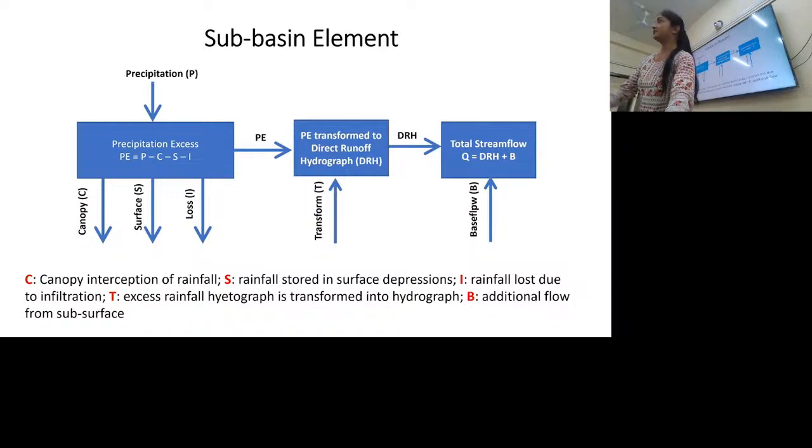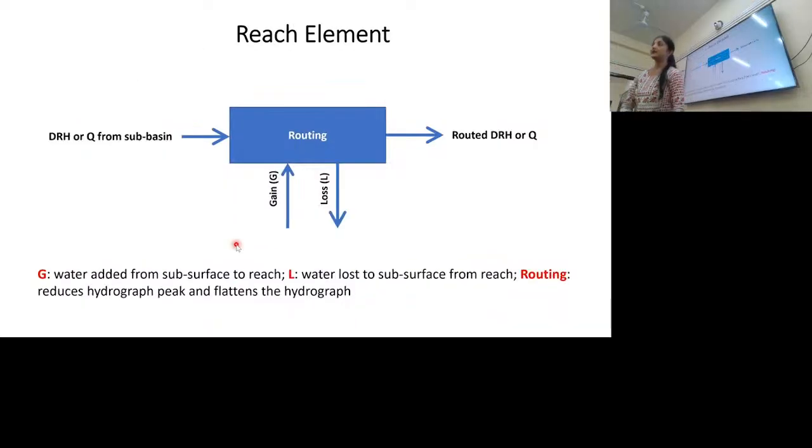After creating the direct runoff hydrograph for each sub-basin, it will be routed through the reaches to the outlet to get the final output. So in routing, we have the DRH, or Q, from each sub-basin. DRH means the direct runoff hydrograph. Some routing operation will be there, and then we will get the final discharge. In the routing, gain and loss will be there. In the process, some water may join or some water may be lost.